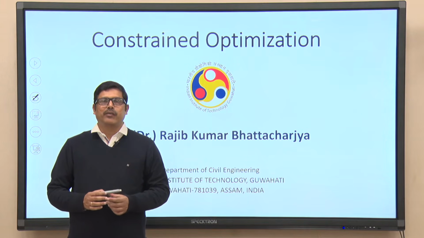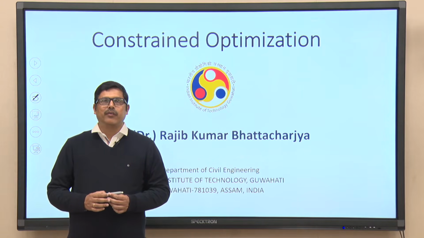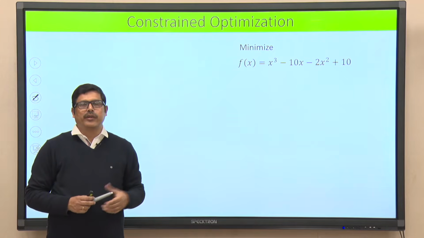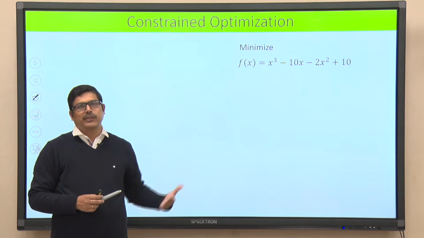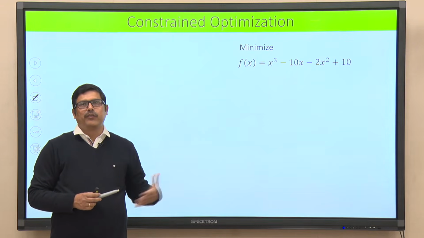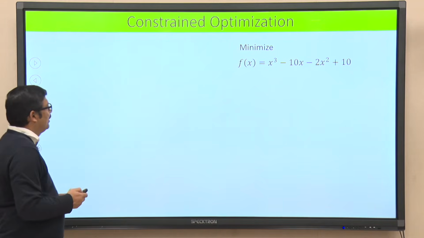So, if a particular solution satisfies the Kuhn-Tucker conditions, then that is a global optimal solution in case of a convex optimization problem. Today we will discuss the transformation method for handling equality and inequality constraints. Let us start our discussion with an example problem. First I will show an example problem and then I will give you the transformation method.